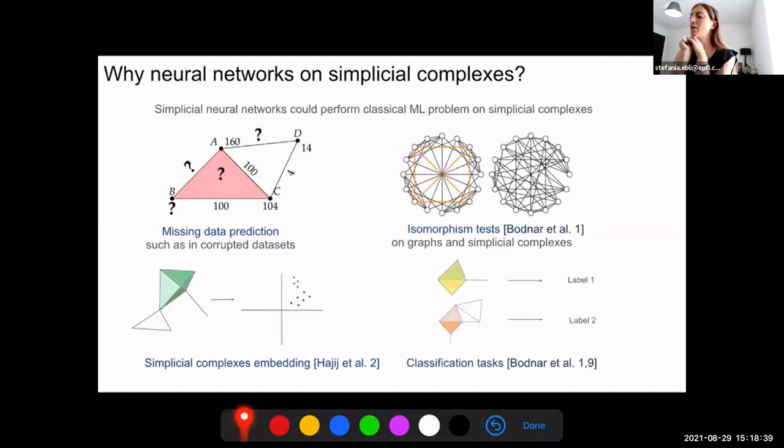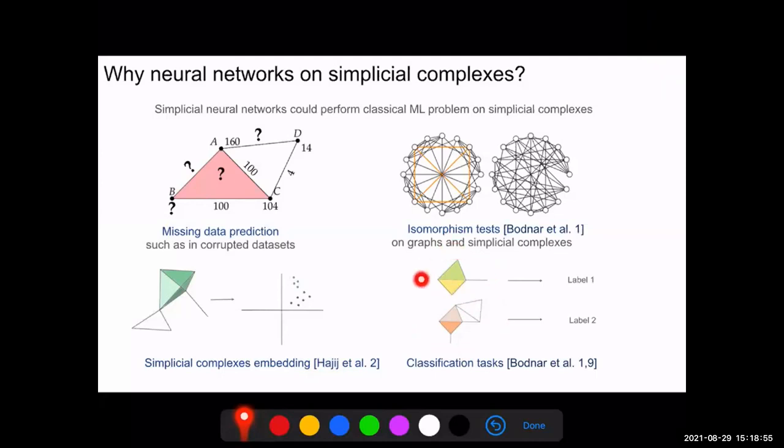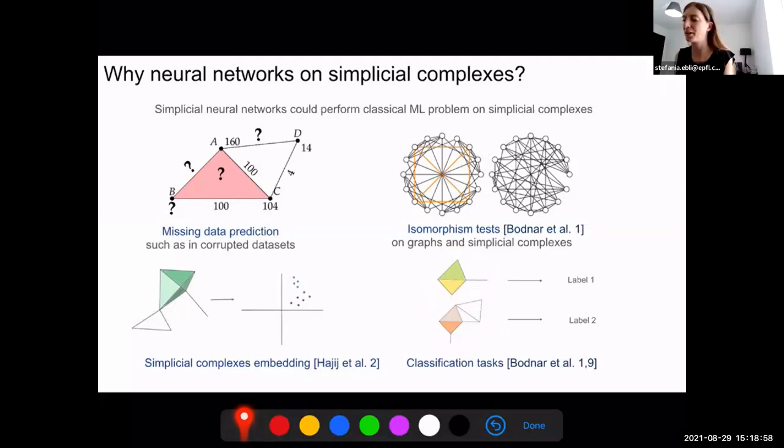And another task that a simplicial neural network could perform would be classification of simplicial complexes. Imagine you have 2 simplicial complexes that represent 2 different social networks, one coming from one subreddit and the other one coming from a second subreddit, and the task will be saying, oh, from which subreddit do they come from? And also this classification task was performed on many datasets using simplicial complexes and simplicial neural networks by Bodnar et al. in a paper in 2020 and another one this year.